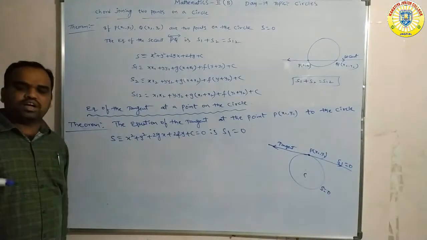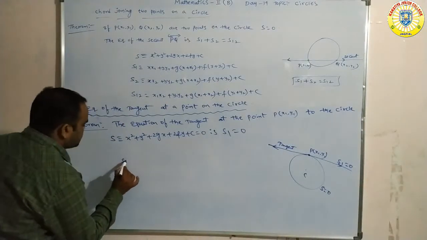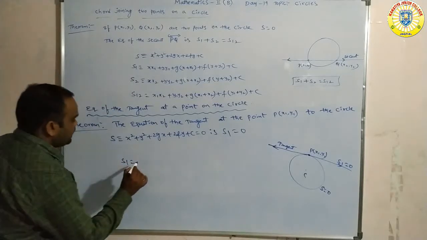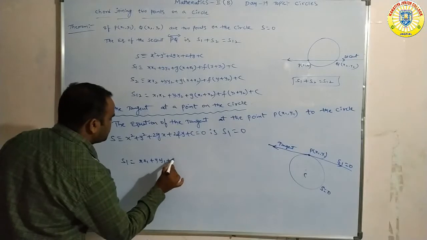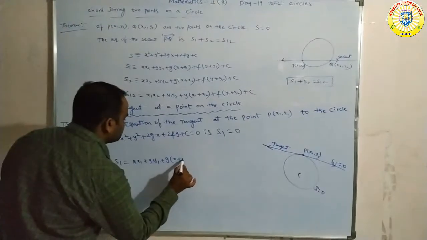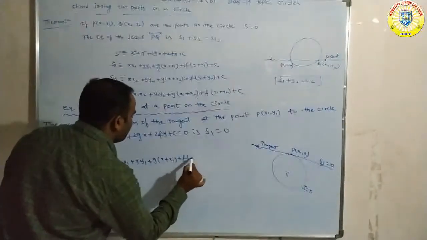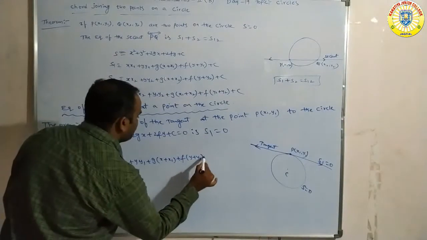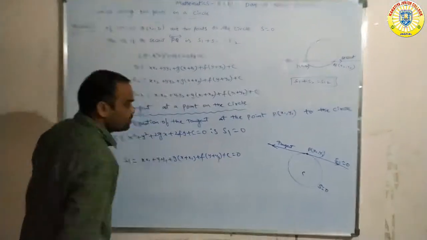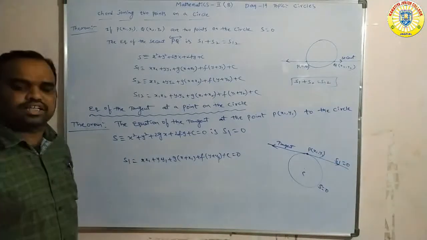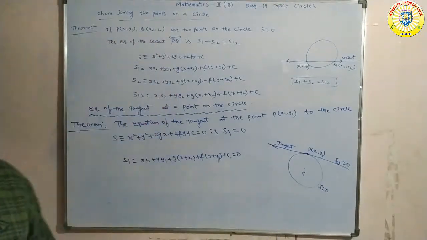So here also no need of proofs. Here I am writing the notation of S1. S1 is equal to xx1 plus yy1 plus g of x plus x1 plus f of y plus y1 plus c is equal to 0. See the equation of the tangent at the point P. All of you write this one.